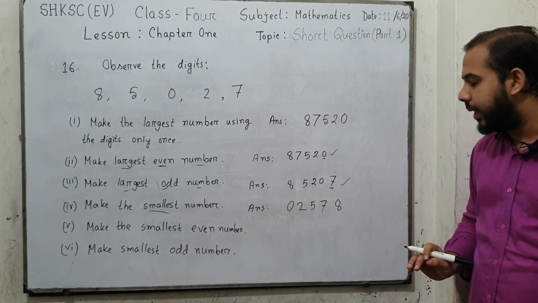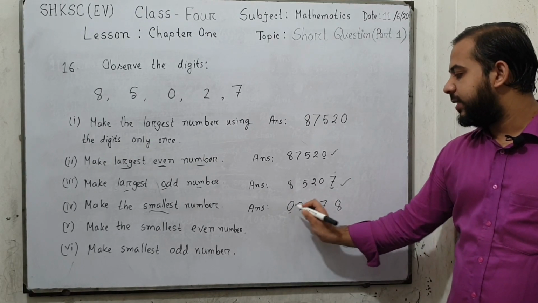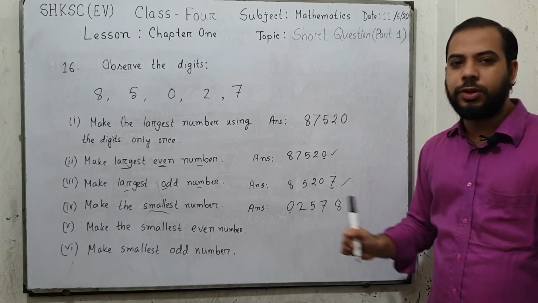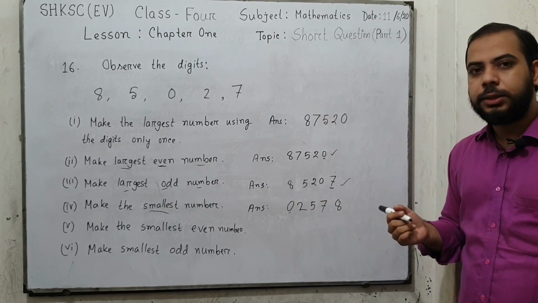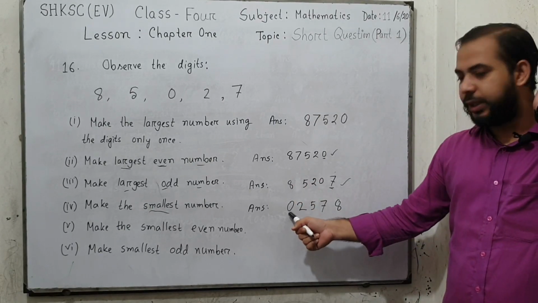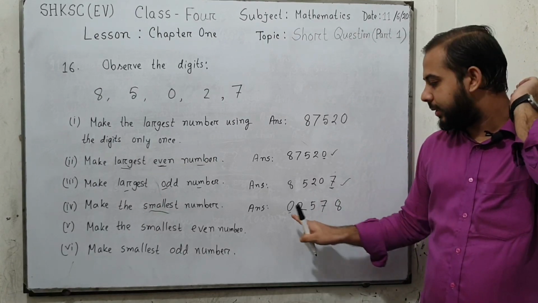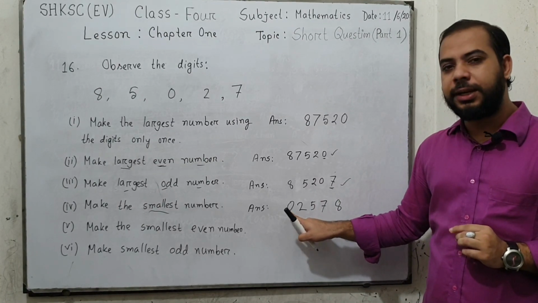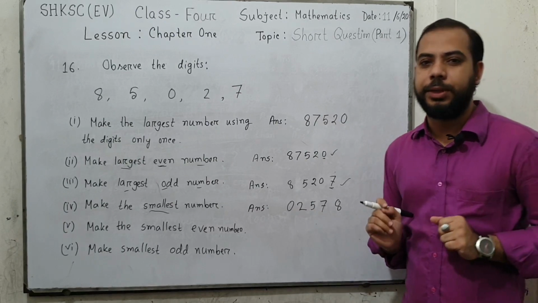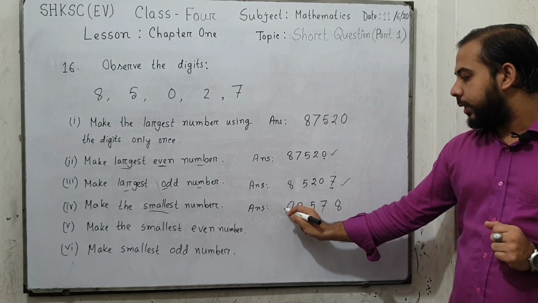But we know a number beginning with 0 is not actually a number. The number must start with a non-zero digit. If any number starts with 0, that is actually not a number. So this is not the answer.